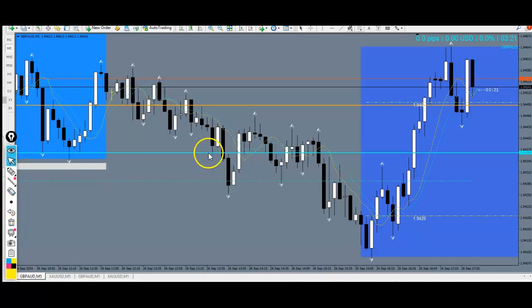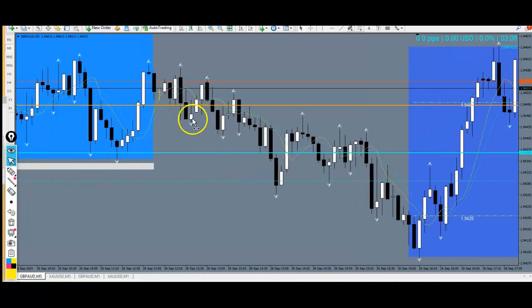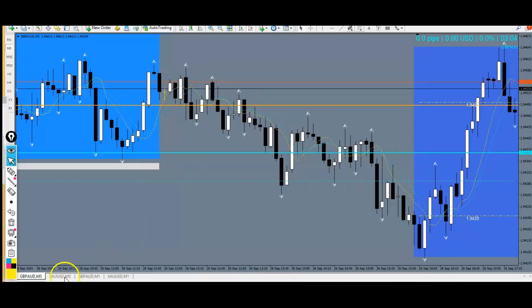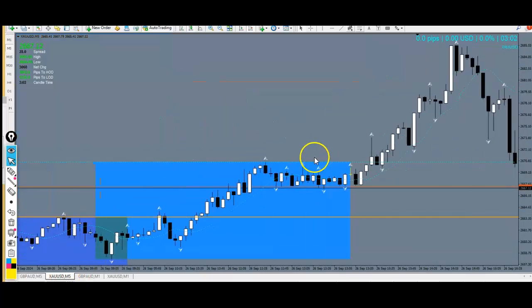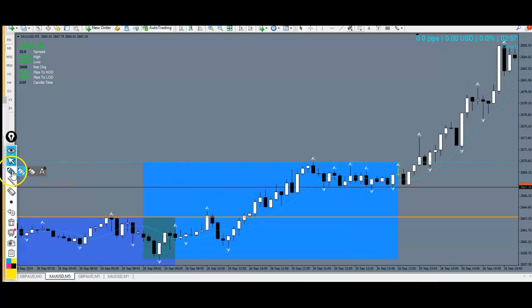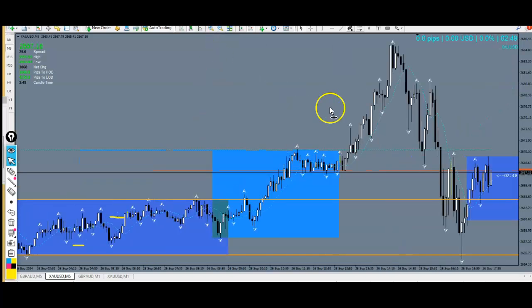I didn't trade much of Aussie today. What I did more of was gold. Let's look at what gold gave us. So initially, with gold, the setup, once you get in here, you see what did price do overnight? Let's just look at it quickly.